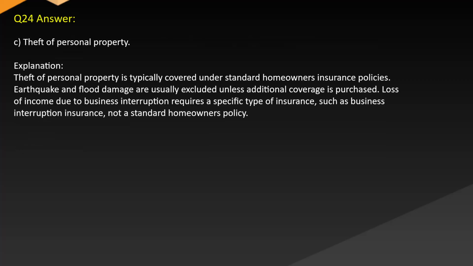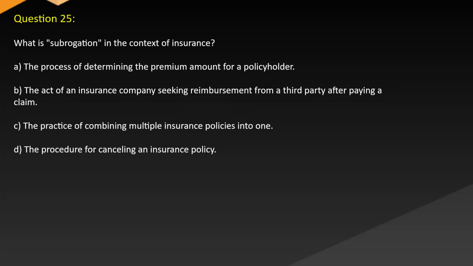Answer: C. Theft of personal property. Explanation: theft of personal property is typically covered under standard homeowners insurance policies. Earthquake and flood damage are usually excluded unless additional coverage is purchased. Loss of income due to business interruption requires a specific type of insurance, such as business interruption insurance, not a standard homeowner's policy.